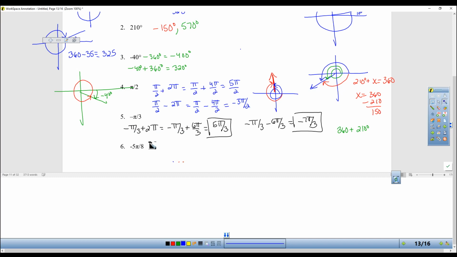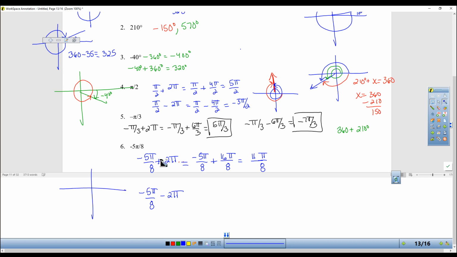And 5 pi eighths. So negative 5 pi eighths plus 2 pi. I need to change my denominator. And to change eighths, 2 into eighths would be 16 eighths. Minus our 5 pi eighths would give me 11 pi eighths. And then negative 5 pi eighths minus 2 pi.